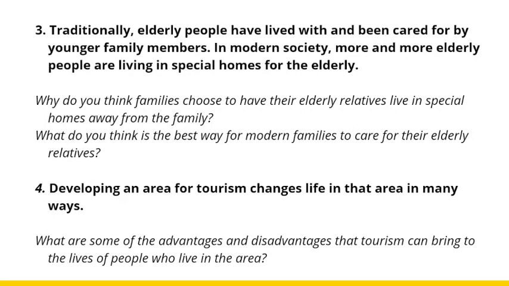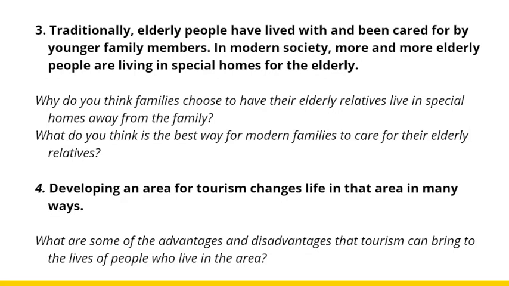Why do you think families choose to have their elderly relatives live in special homes away from the family? So you would write body paragraph 1 explaining one reason for this problem, and body paragraph 2 can be a second reason explaining the same problem basically. And your body paragraph 3 could be the answer for your second question.